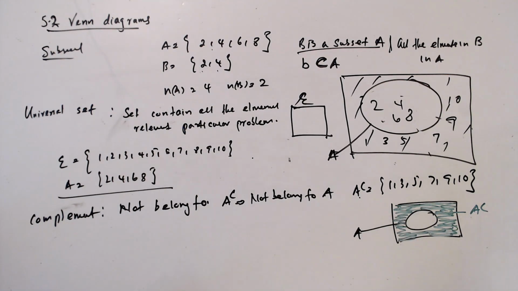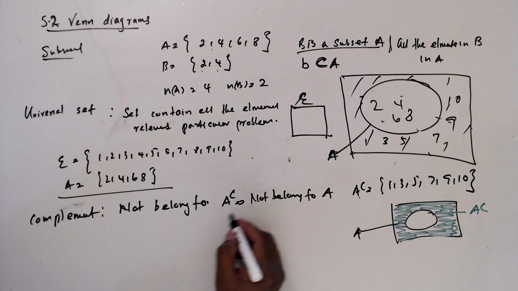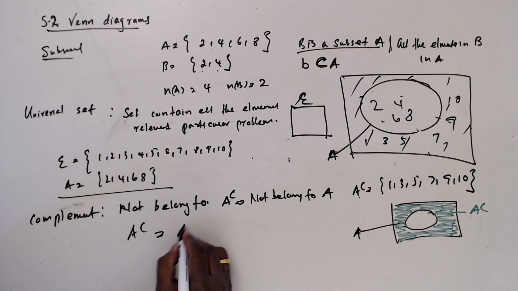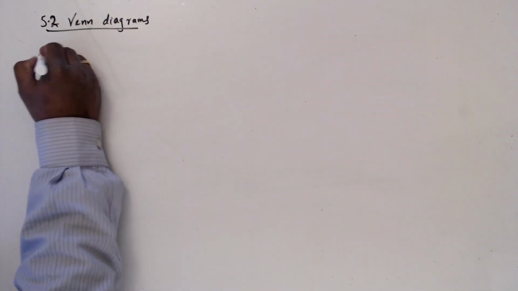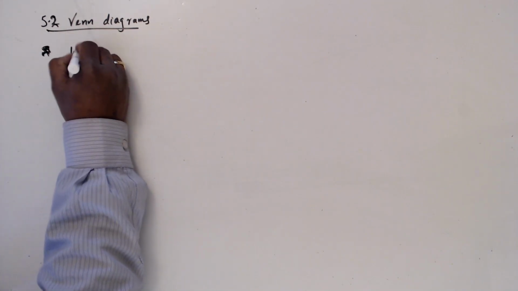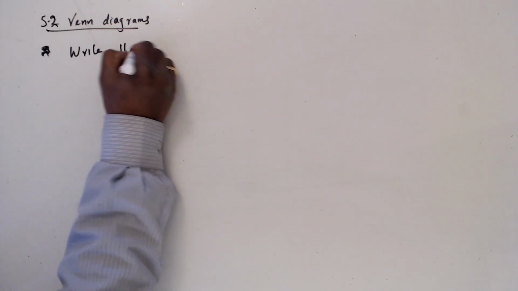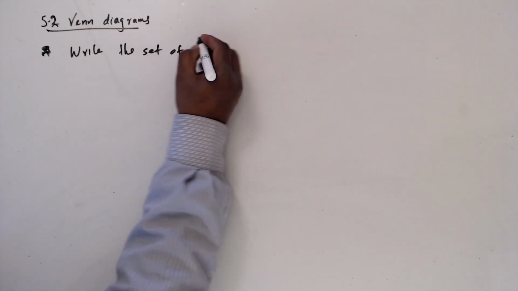So this is the area A complement. Sometimes it is also shown with this symbol, A dash, as well. This is very important.